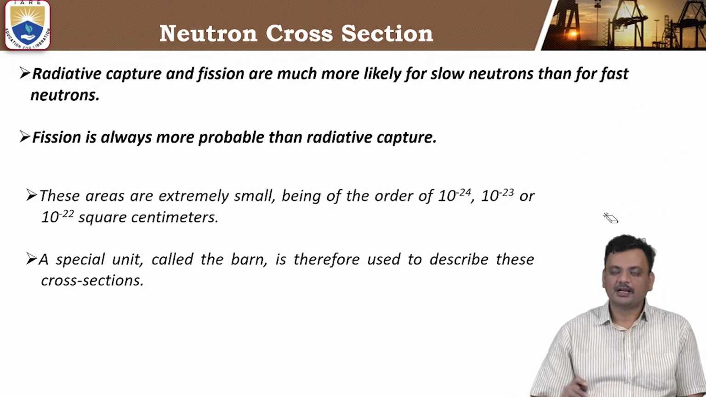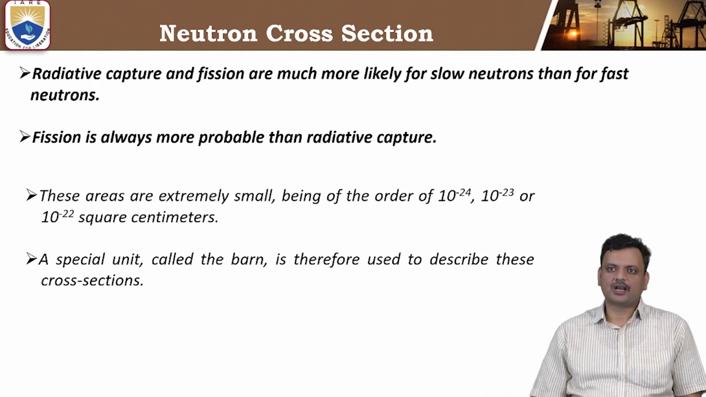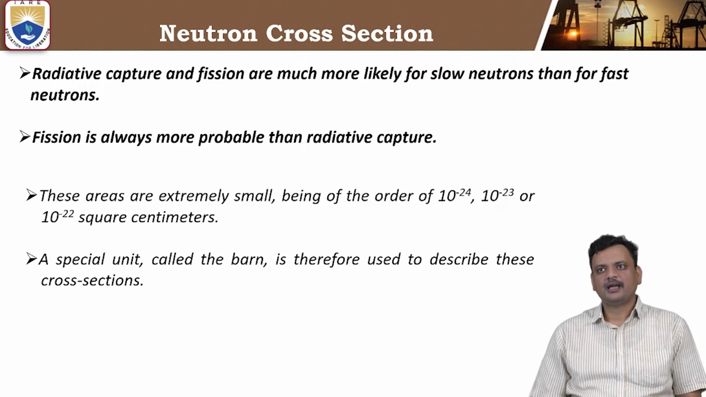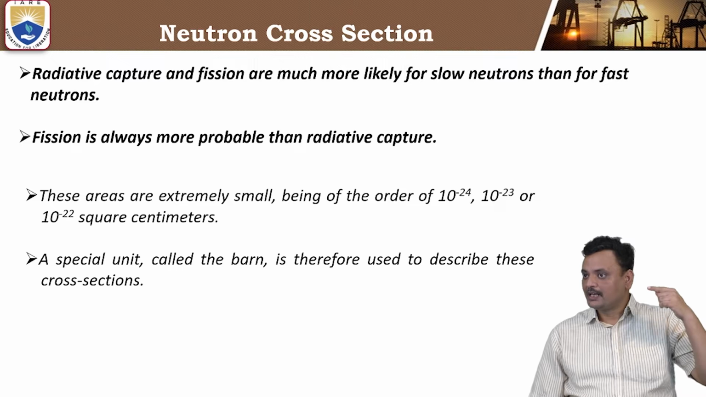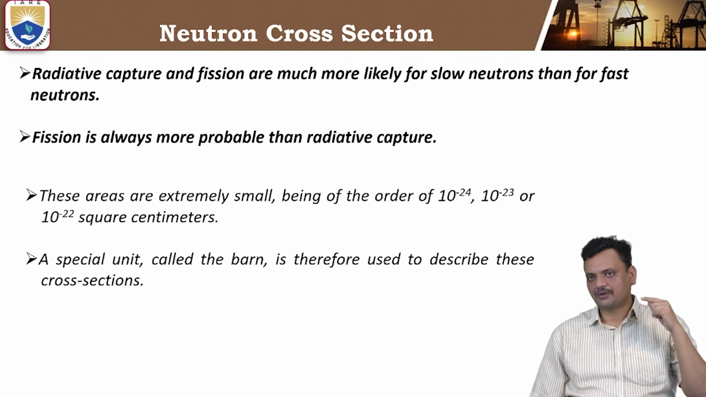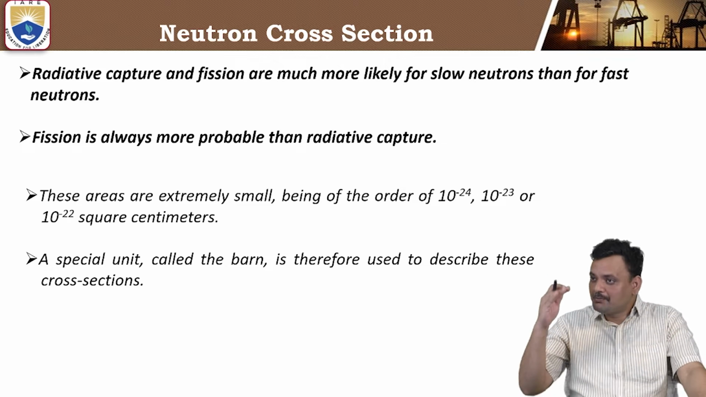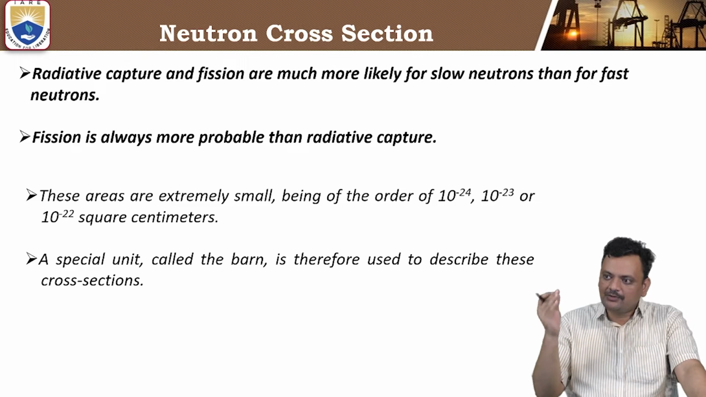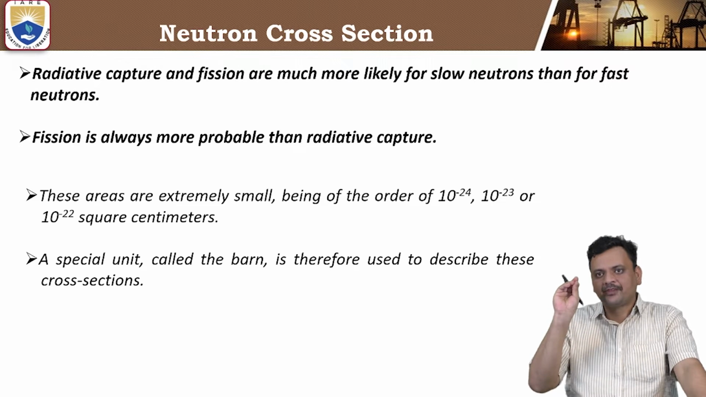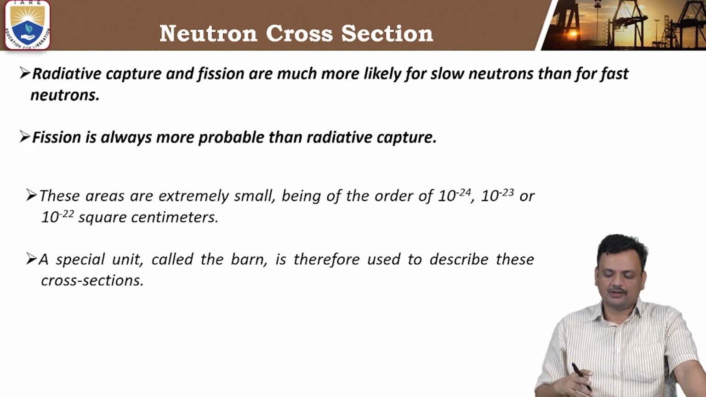So what I am telling is that radiative capture and fission are much more likely for slow neutrons than for fast neutrons. This means the fission process and the radiative capture process will be more probable, and will happen more frequently, for a slow moving incident neutron in comparison to a fast moving neutron.